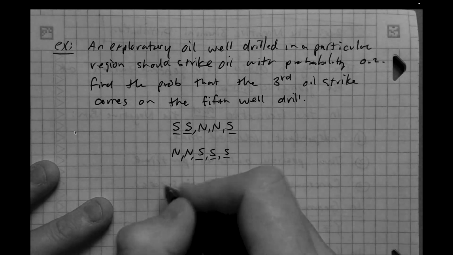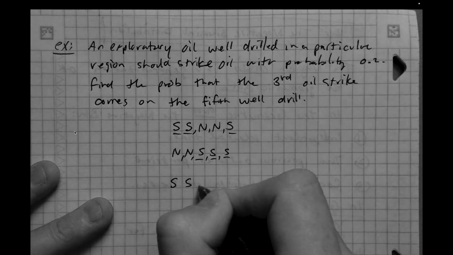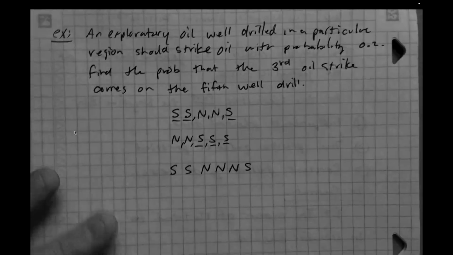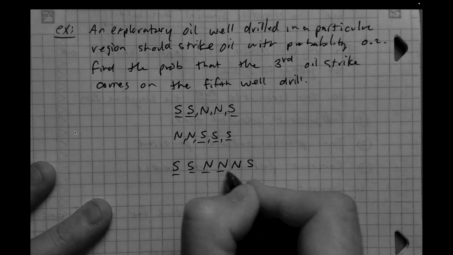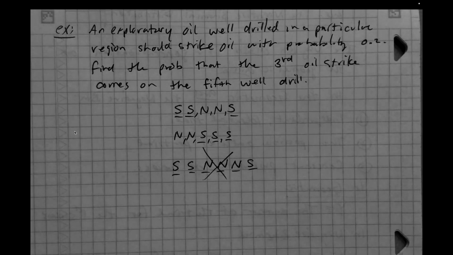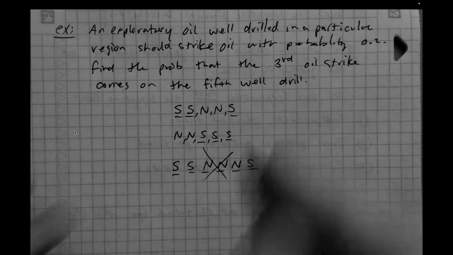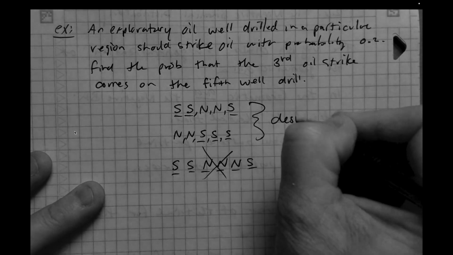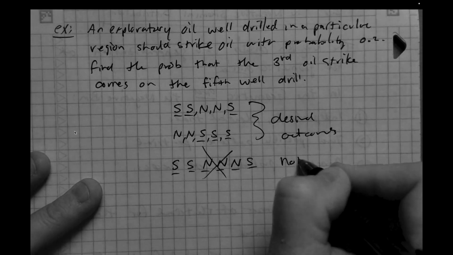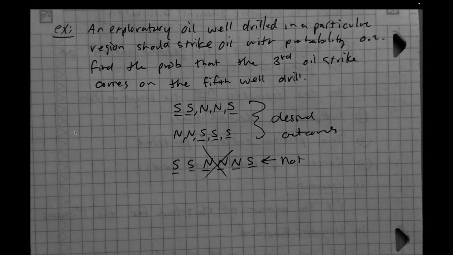Here's one that doesn't fit the bill. Maybe you have a strike and then another strike, and then you have 3 non-strikes, and then you have the third strike on the 6th. So 1, 2, 3, 4, 5, 6. That's not a successful outcome. That's not a desired outcome. So these are the desired outcomes, and this one is not a desired outcome.